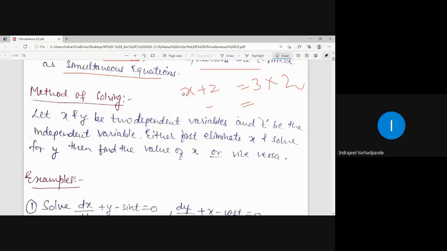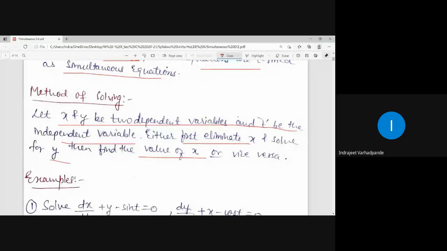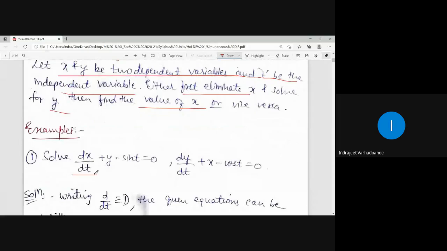Suppose we are given that x and y are the two dependent variables and t is the independent variable. Either first eliminate x and solve for y and then find the value of x, or vice versa. Here also we will prefer the elimination method for finding the solution of the given simultaneous differential equations. As the differential coefficient contains dx by dt or dy by dt, we will be interested in finding a solution which gives you the answer in the form of x or in the form of y.